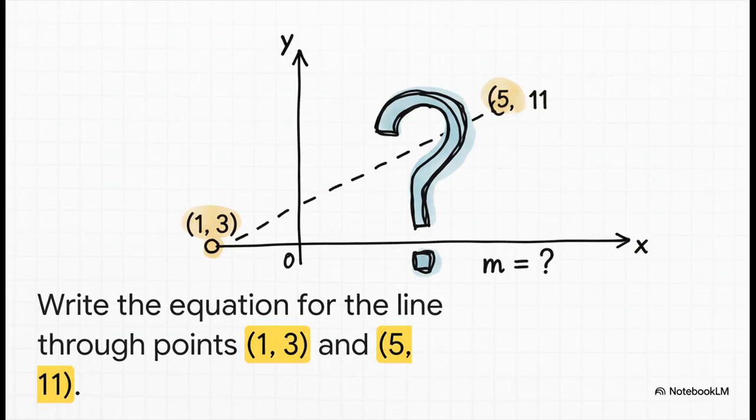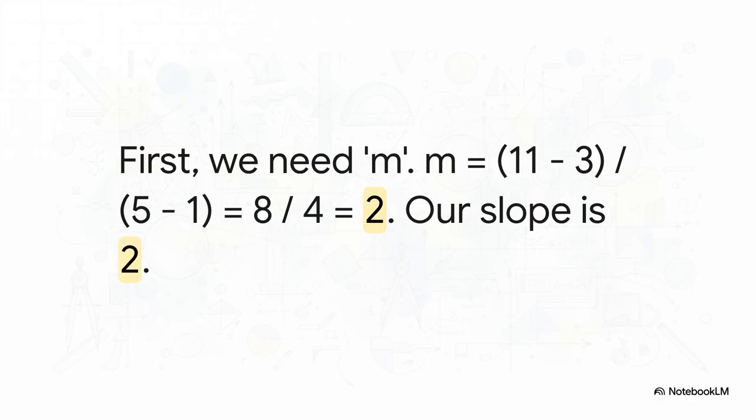All right, now for the final boss battle. What if they don't give you the slope? What if they just give you 2 points? Let's say (1, 3) and (5, 11). Well, first things first, we need our m. So we just use the good old slope formula, change in y over change in x. That's 11 minus 3 on top and 5 minus 1 on the bottom. We get 8 over 4, so our slope is 2.